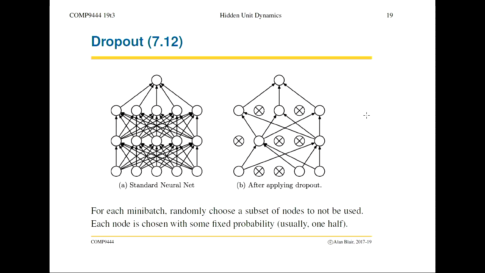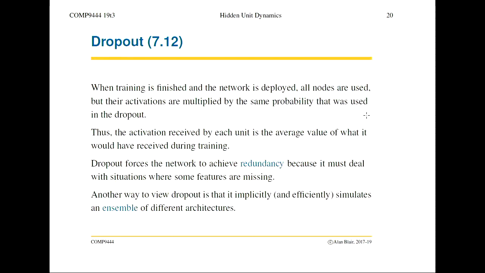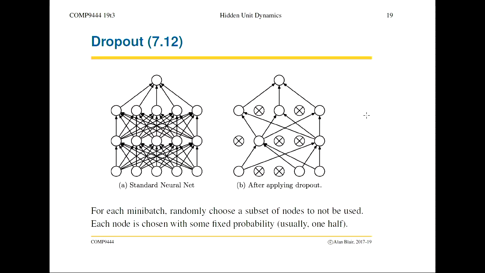Now, there's a neat trick about this. You might say, okay, well, this is a problem because what am I going to do in the testing? I've trained my network in such a way that some of the nodes are always inactive. So what am I going to do when I test the network? Should I still have some nodes be inactive, and which ones should they be? But here's the neat trick.